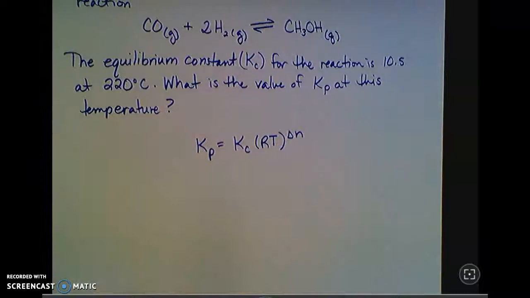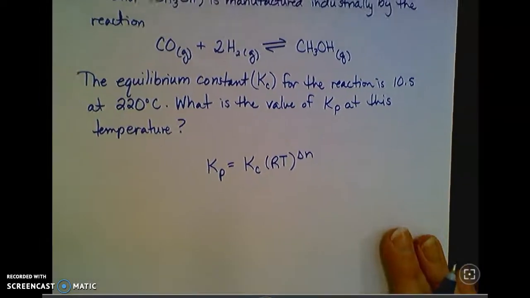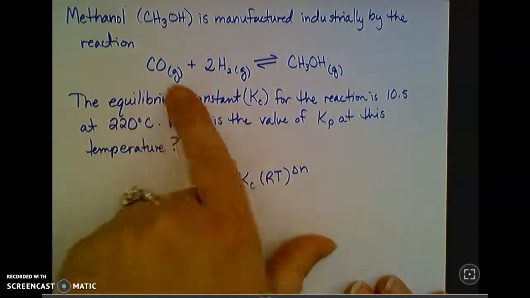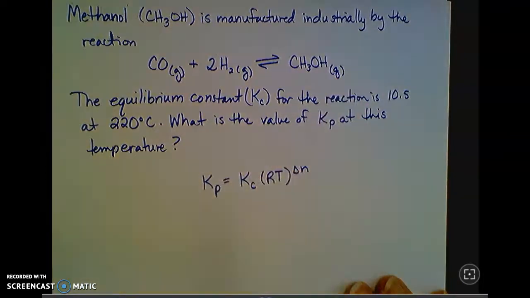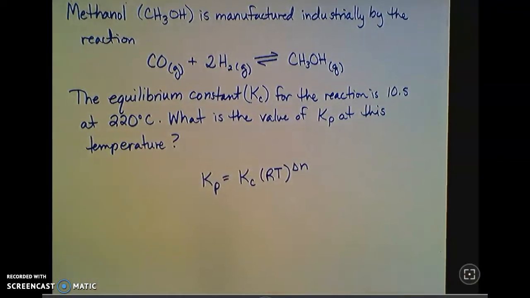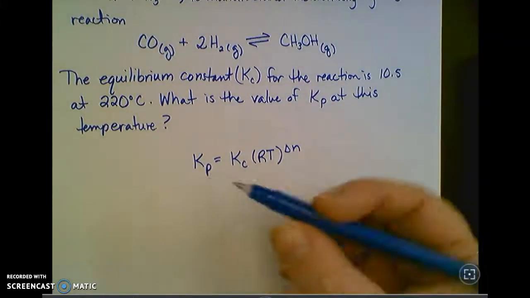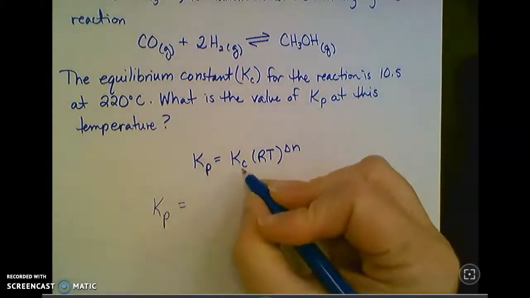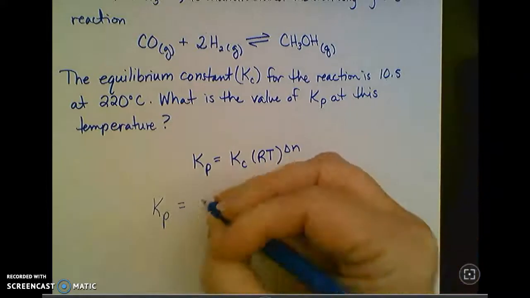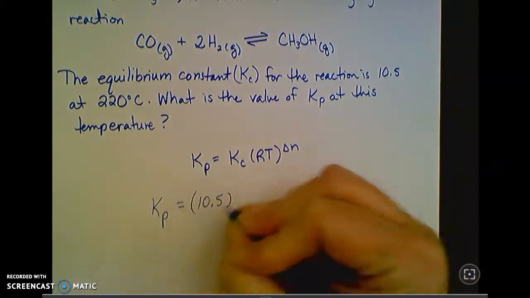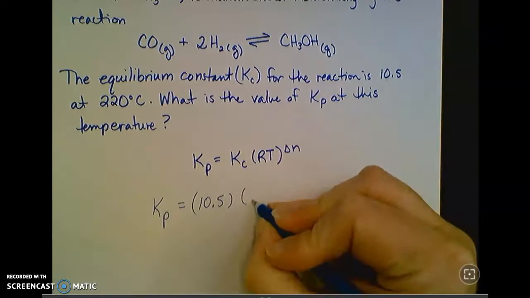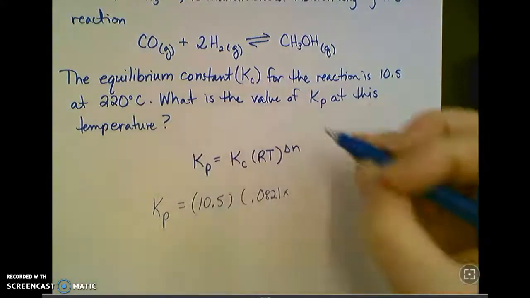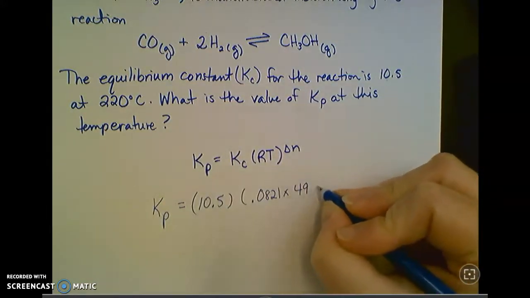One last one. And this is just going the other direction. If you're given a Kc, finding the Kp. So methanol is manufactured industrially, gives you the reaction here. We do end up with gaseous methanol at 220 degrees Celsius. So what's the value of Kp? It's a little bit easier because you don't have to rearrange for this one. So Kp is equal to Kc, 10.5, times RT, so R is 0.0821. The temperature there, 220 plus 273 is 493, I think.